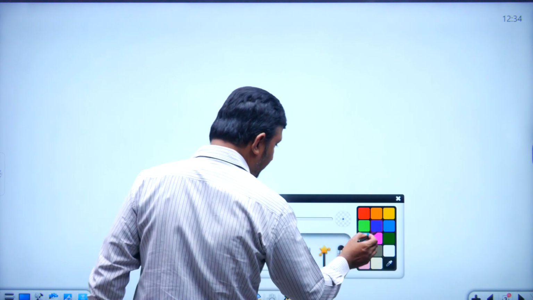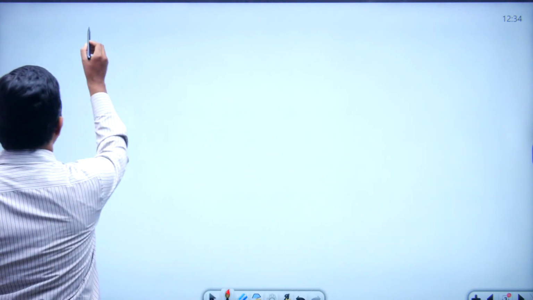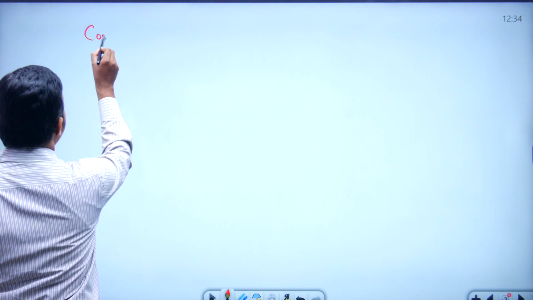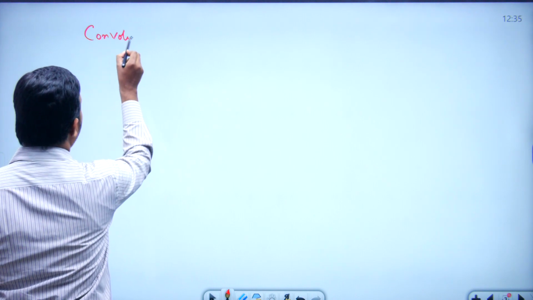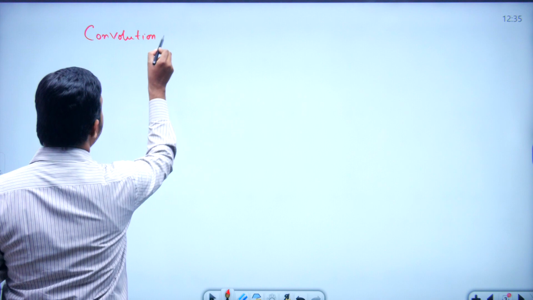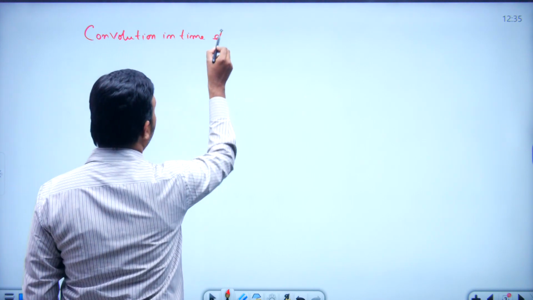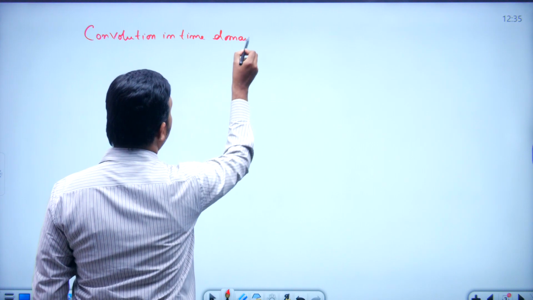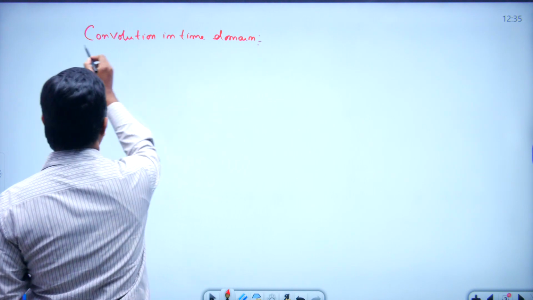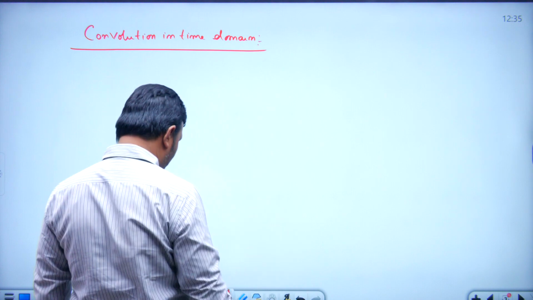See, you need the convolution in time domain property of CTFT, continuous time Fourier transform. Convolution in time domain property of CTFT.